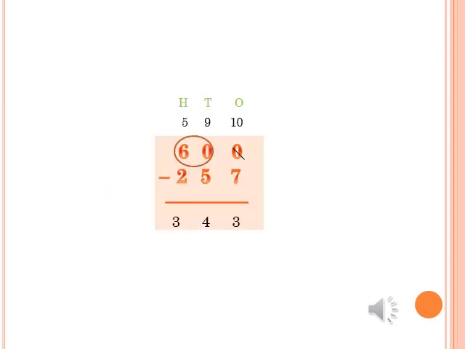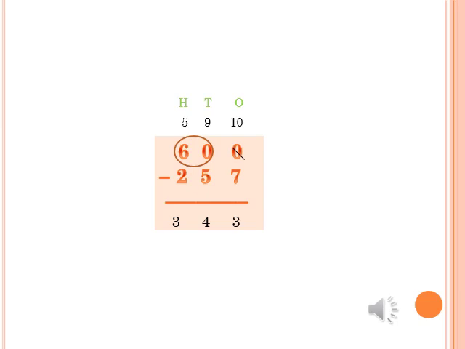I want to show an alternative method for this same problem. 600 minus 257. Here we can start from 1's place. In 1's place 0 and 7. More on the floor. So we should borrow from 10's place. But in 10's place 0. It is not possible to borrow 1 from 0.